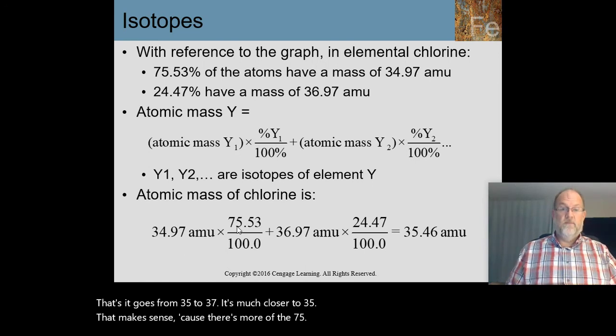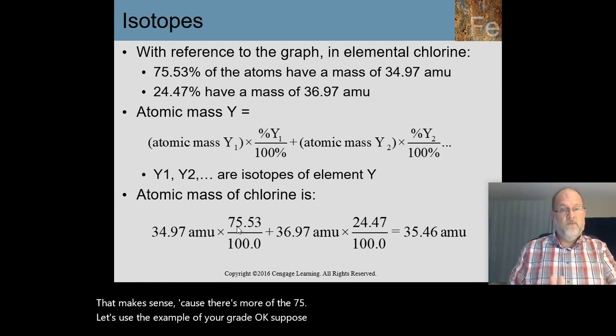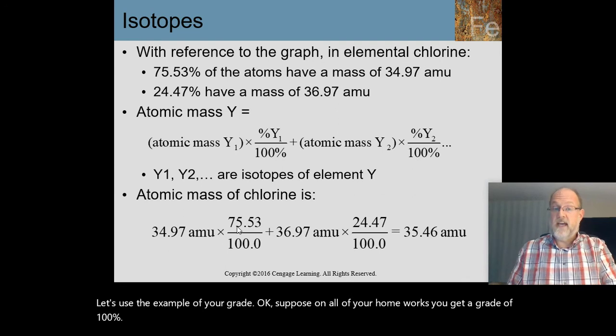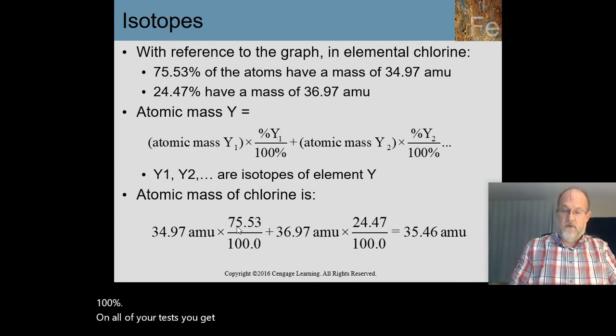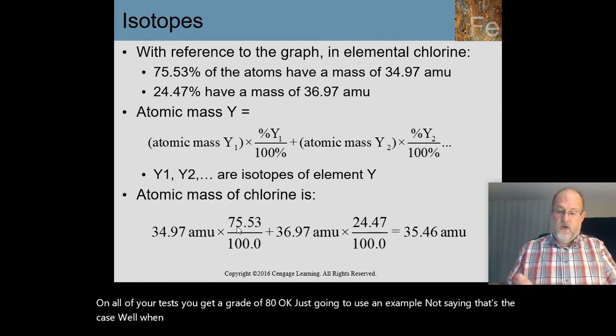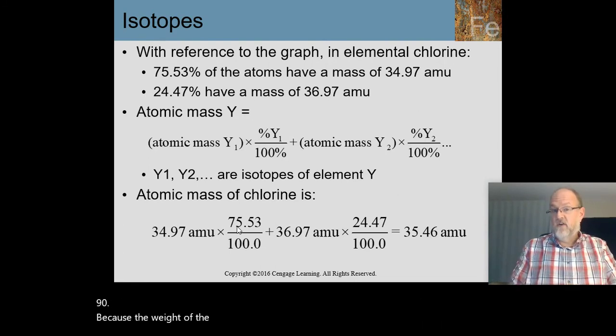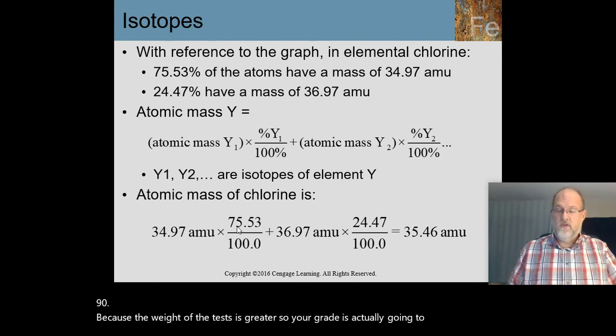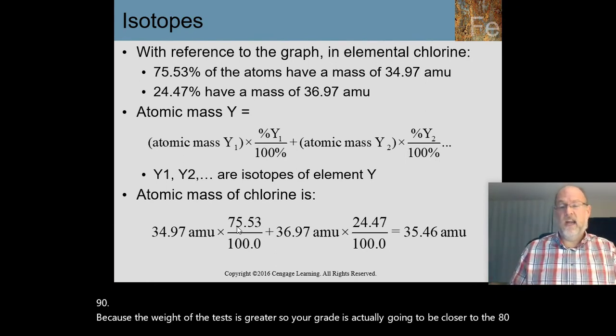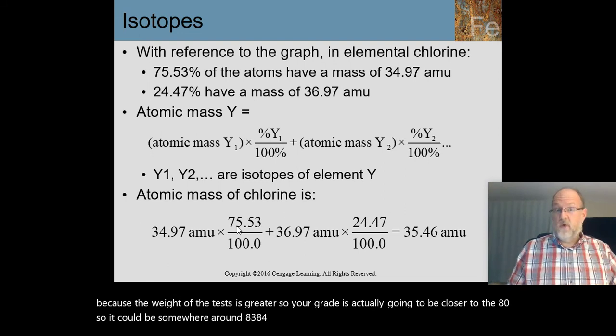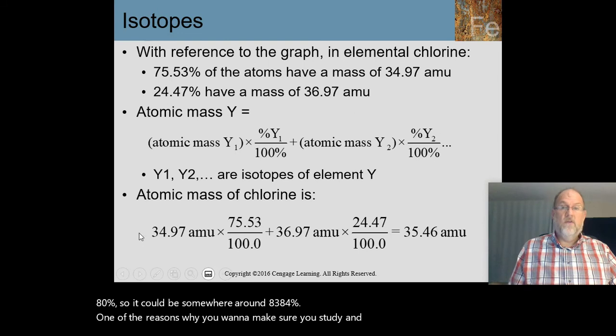Let's use the example of your grade. Suppose on all of your homeworks you get a grade of 100%. On all of your tests, you get a grade of 80%. Okay, just going to use an example. Not saying that's the case. Well, when you average that out between 100 and 80, you're not going to get a percentage of 90 because the weight of the tests is greater. So your grade is actually going to be closer to the 80%. So it's going to be somewhere around 83, 84%. One of the reasons why you want to make sure you study and prepare very, very well for your tests. Okay, let's move on.